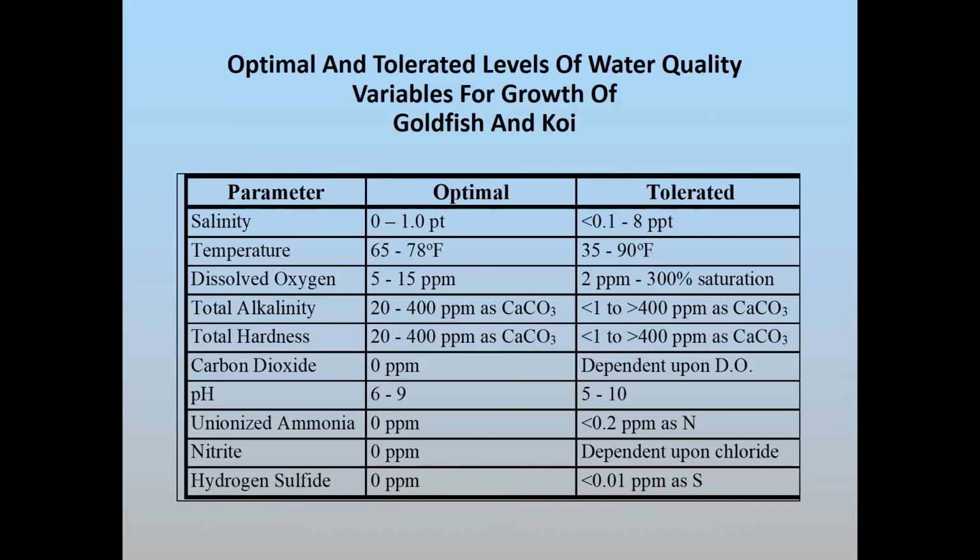So not to go through this graph, but it gives you an idea. If you are testing your water and you happen to get some readings, these are what's optimal for goldfish and koi, which are typically what is stocked into a water garden because of the beautiful colors that they have.